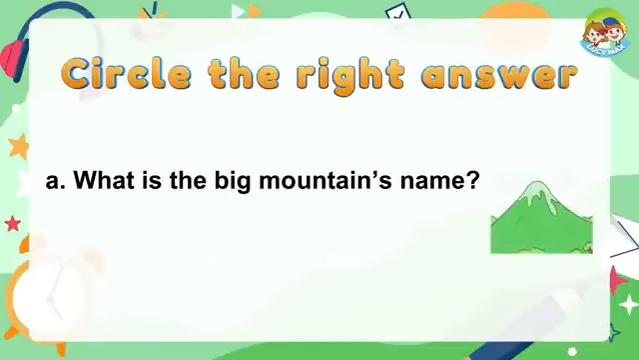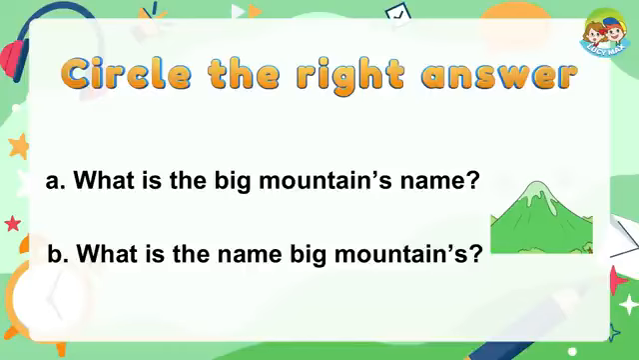A. What is the big mountain's name? B. What is the name Big Mountains? The answer is A. Adjective comes first, then a noun. In B, name comes before the adjective.